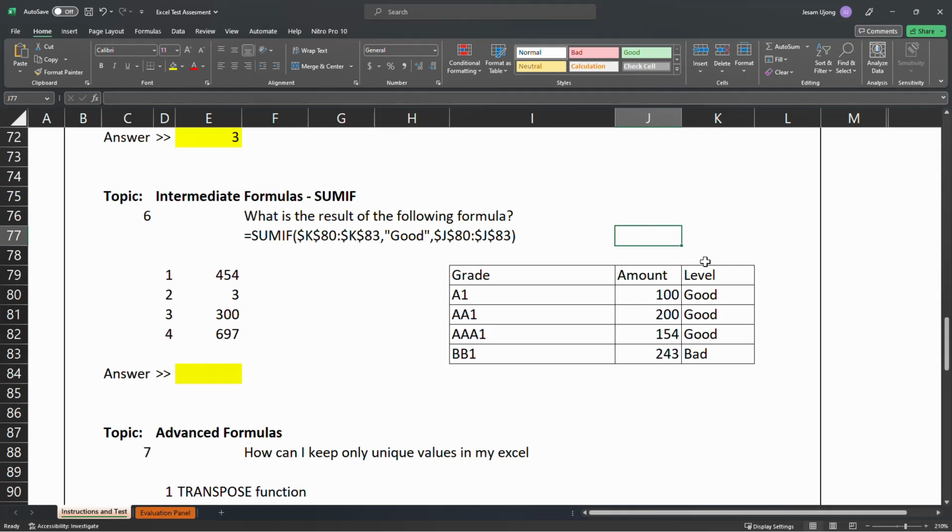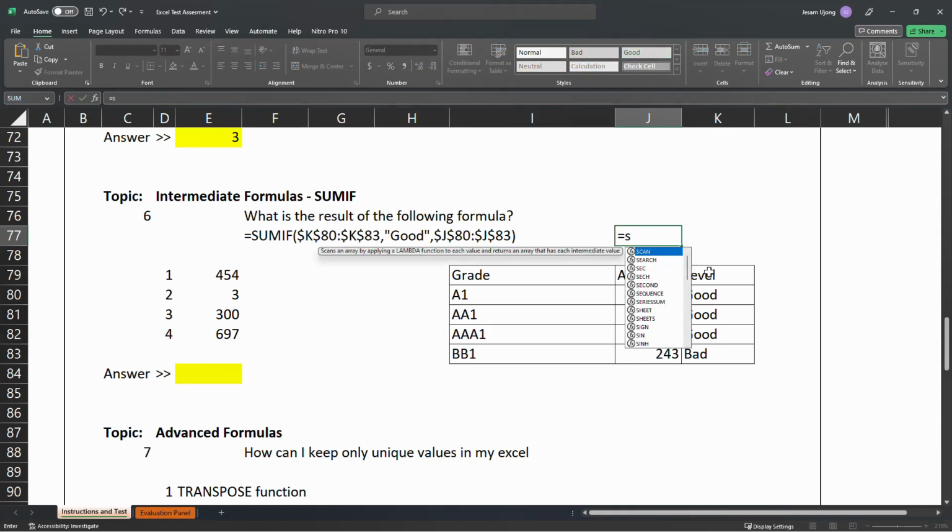Please don't be confused. Okay, let's do it together. In the SUMIF function, you have the range, the criteria, and the sum range. The range is the range of the criteria, where you find the criteria. So it's like the criteria range, right?